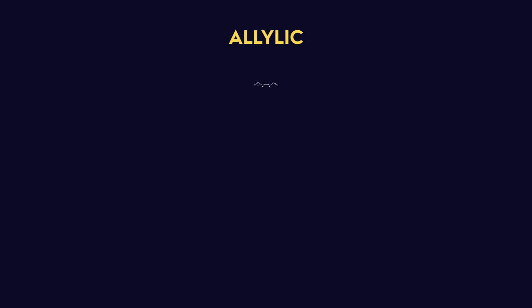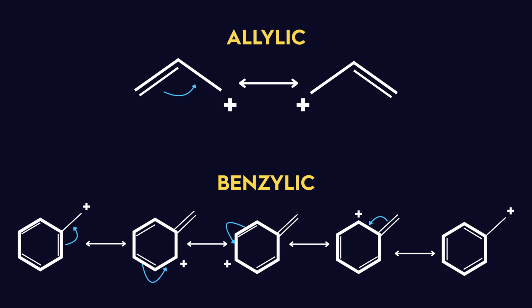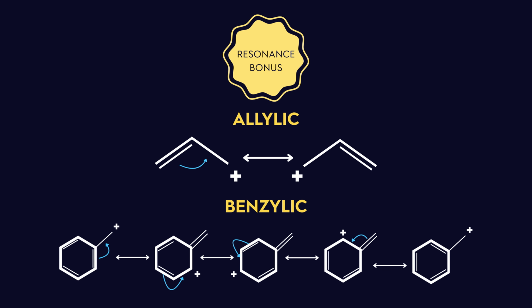On top of that, allylic and benzylic carbocations gain even greater stability because they can delocalize the positive charge through resonance, a factor that's often even more stabilizing than additional alkyl substitution.